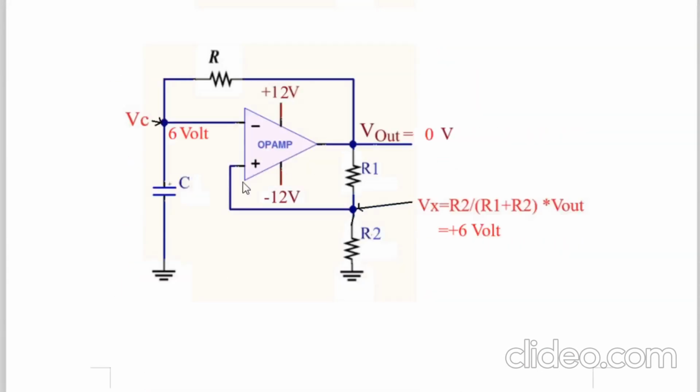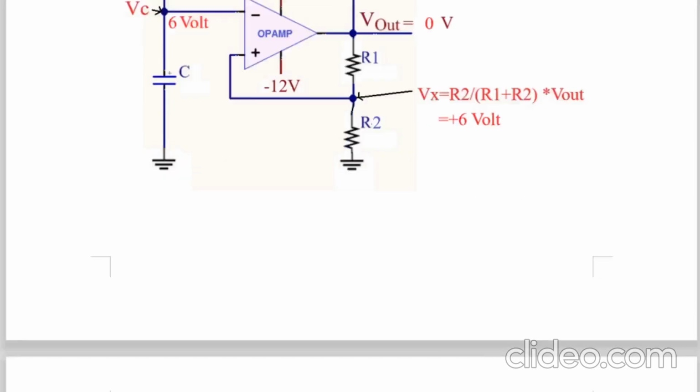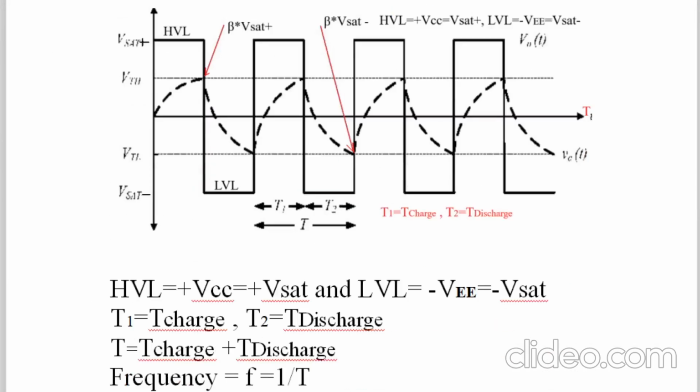See here, Vc is equal to 6 volt. This point is also at 6 volt. Now what will be the output of the op-amp? Output of the op-amp will be 0 volt because both the inputs are the same. Now this condition, whatever we studied over here, we'll go and observe in the output diagram. So when the capacitor voltage goes to 6 volt exactly here, see, HVL goes directly to the 0 volt here.